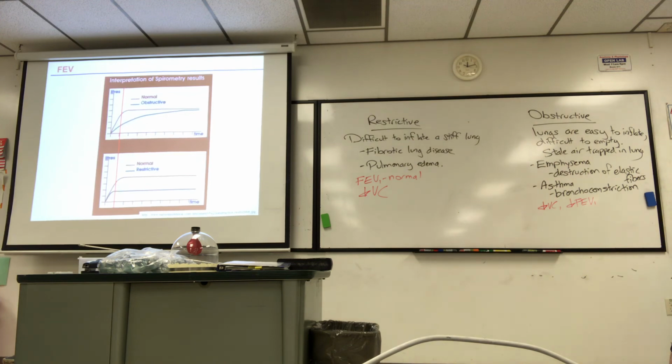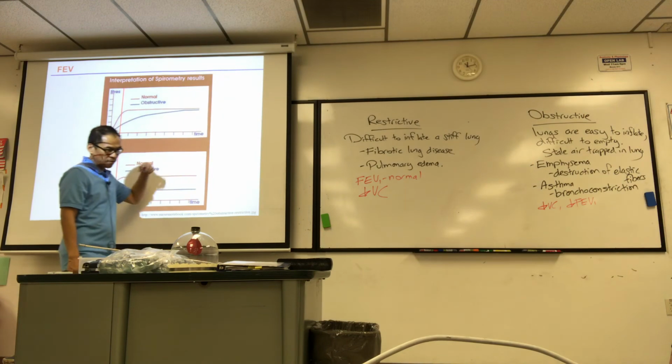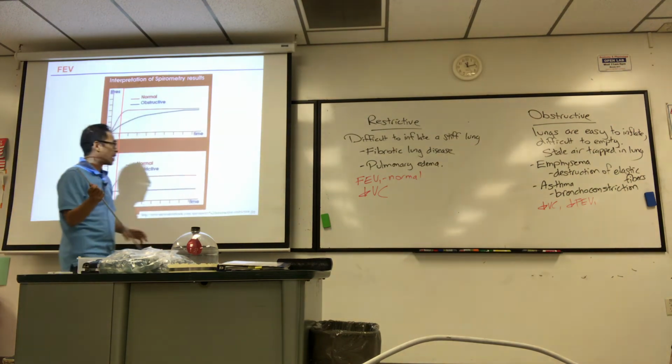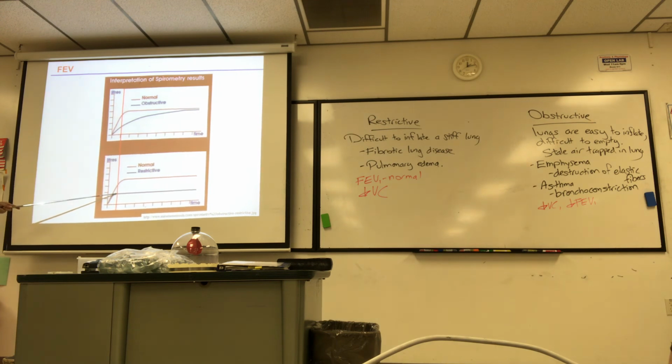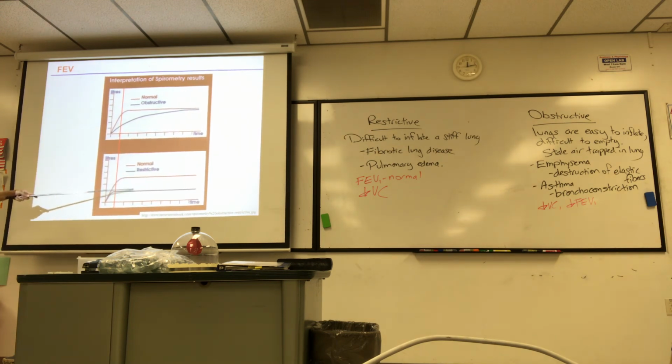So what I did was I put spirograms for obstructive and restrictive on this slide, and I put a red line from top to bottom because that red line represents 1 second. For obstructive, you don't push out very much in the first second, so it appears that there is an obstruction. For restrictive, you push it all out. There's no obstruction, but your total capacity is shrunk. That's what I was trying to show you here.